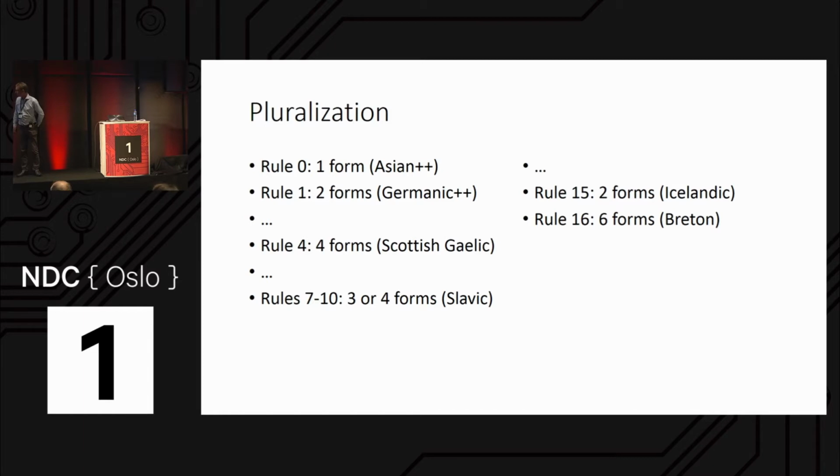Then you have Rule 1, like Germanic languages, it's true for English, it's true for Norwegian. You have 1 is singular, everything else is plural. But even then you can have irregularities like women and so forth. And then you have a whole bunch of different forms of varying complexity. If you look at the Slavic languages, they all have some kind of issue with 2, 3, and 4, but they are different issues for each language. So you have 4 different rules for Slavic languages that deal with mostly 2, 3, and 4.